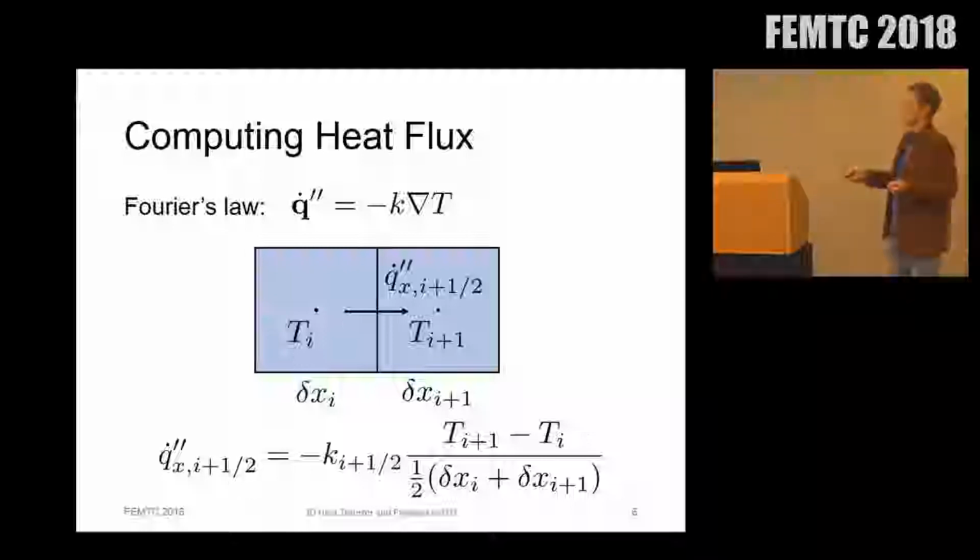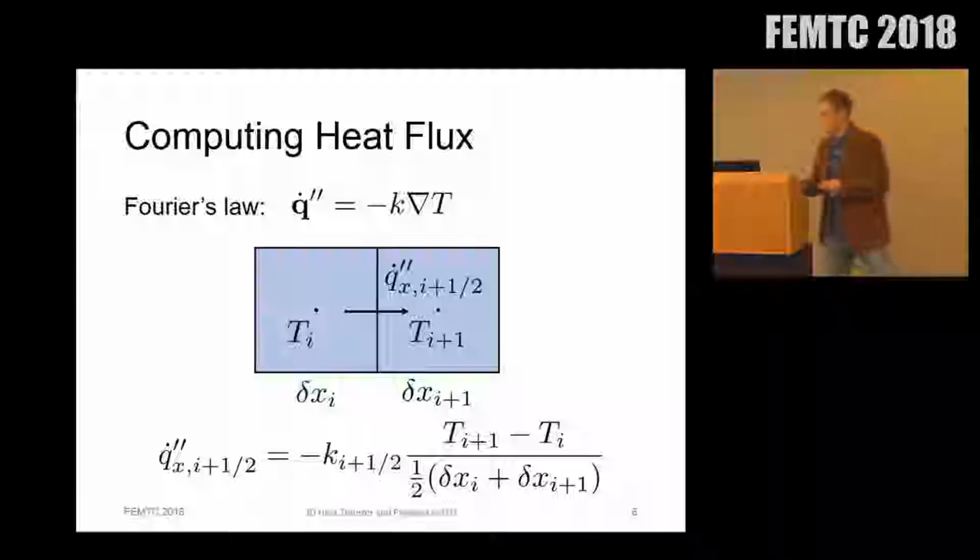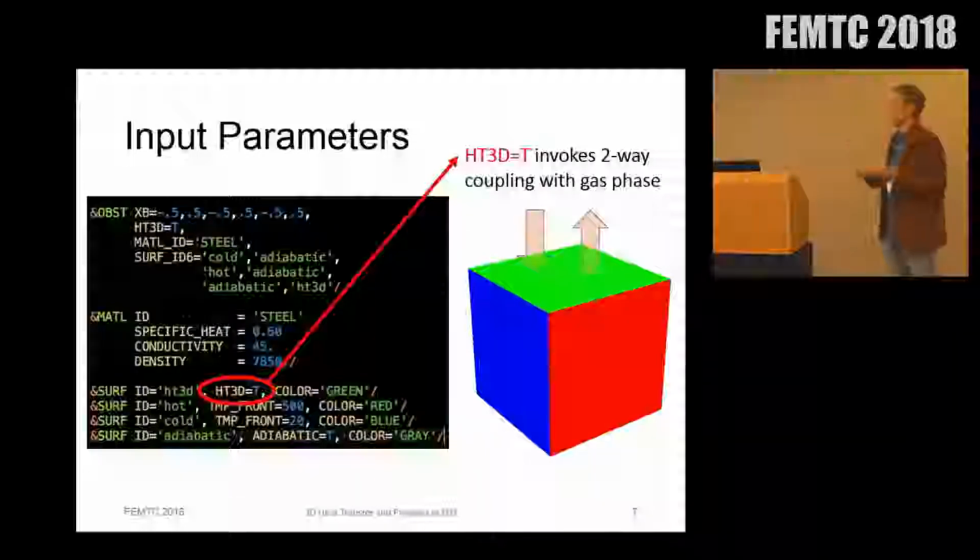So the very simple way to approximate the heat flux at this boundary is with a central difference that I'm going to show here. Here again, I'm accounting for the size of the cell. Okay, so what you may be more interested in, if you're a user of FDS, is, well, now how do I implement this into my input file?